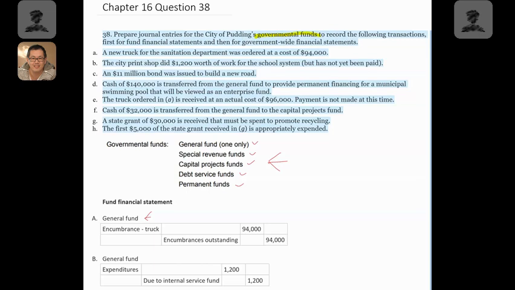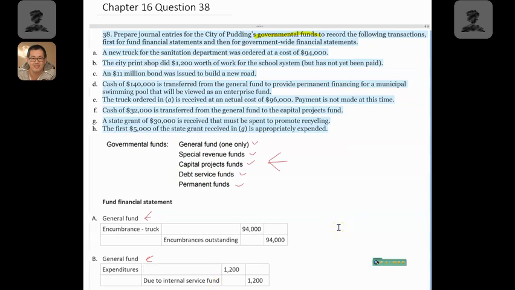Transaction B. The city print shop did 1,200 worth of work for the school system, but it has not yet been paid. So this also belongs to the general fund, and we debit expenditures, so that's a cost, and then credit due to internal service fund, like some payable, 1,200.